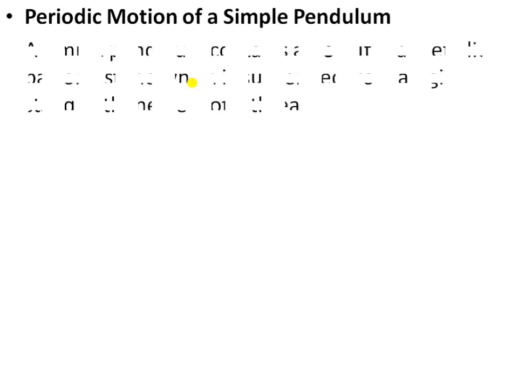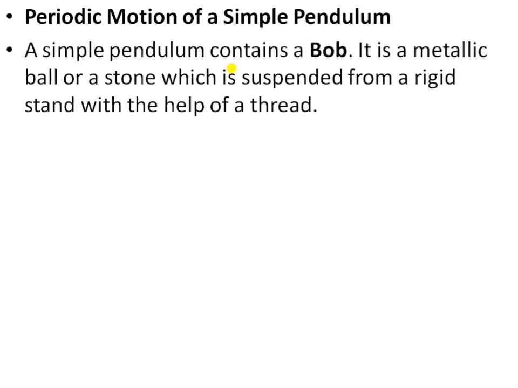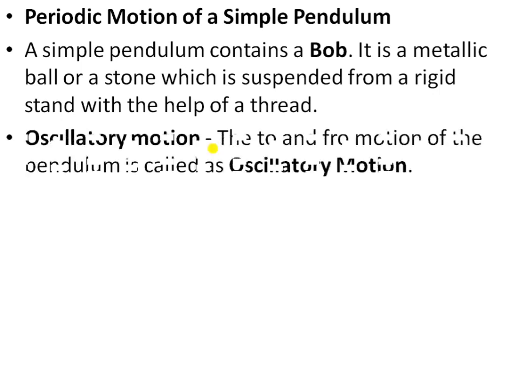Next is about the pendulum. A simple pendulum contains a bob. It is a metallic ball or a stone which is suspended from a rigid stand with the help of a thread. A simple pendulum displays to and fro, or oscillatory, motion. Oscillatory motion is a type of periodic motion at a fixed interval of time. The to and fro motion of the pendulum is called oscillatory motion.